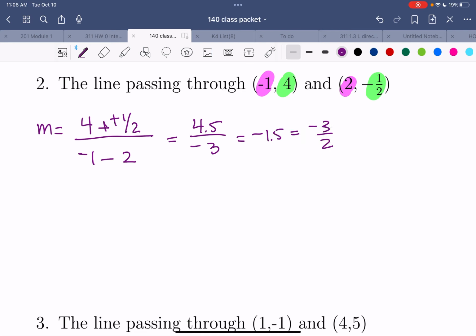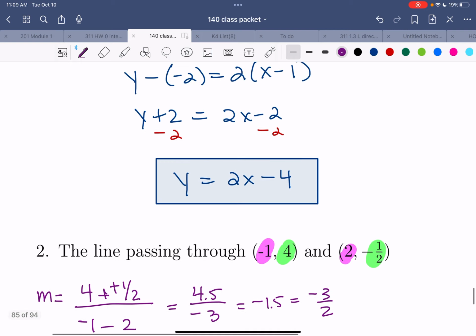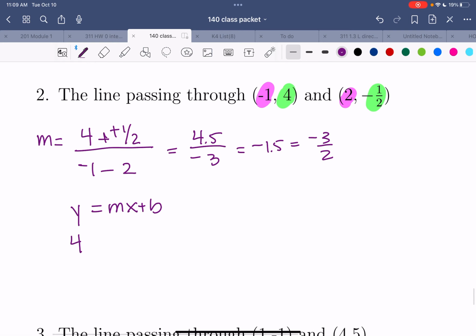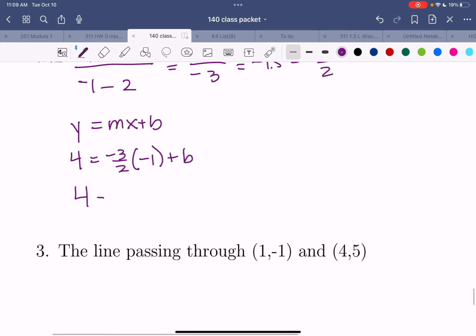So there's your slope. We get to choose either point, and I'm going to go y equals mx plus b on this one. Let's use this point. What did I use last time? Point slope. So now we're going y equals mx plus b. My y value, I'm going to go with the (-1, 4), so my y value is 4. My slope is -3/2. The x value is -1. And I'm solving for b. This gives us 4 equals 3/2 plus b. And I've got to subtract 3/2 from both sides.